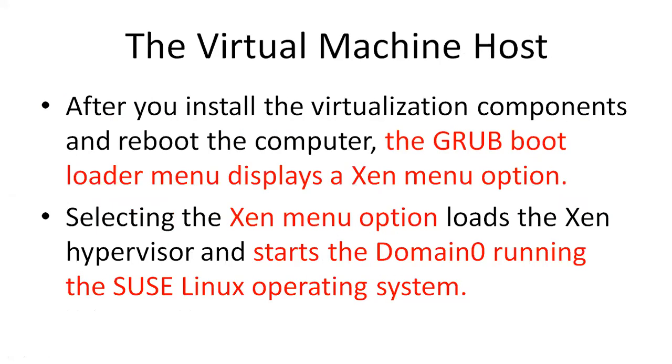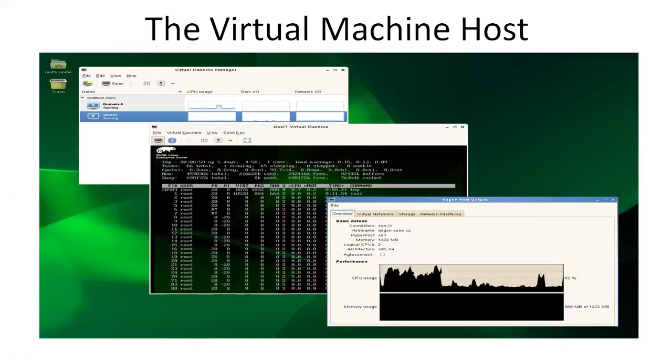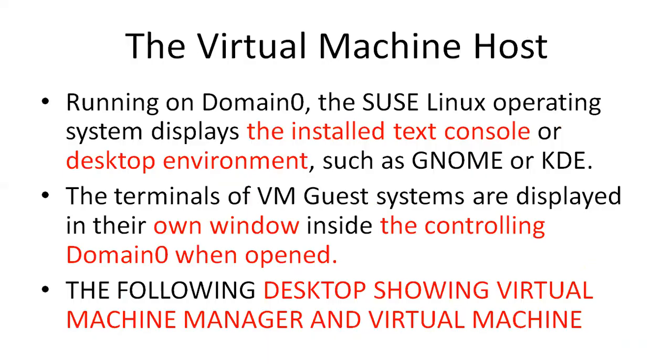architecture. Here, on the virtual machine host, after you install the virtualization components, reboot the computer and the bootloader menu displays a Xen menu option. You will identify the Xen menu option, and select it. If you see the diagram, after installing, for example you are in a Windows virtual machine. After that, there is another virtual machine, Xen Virtualization.